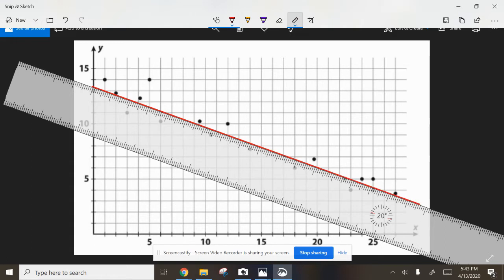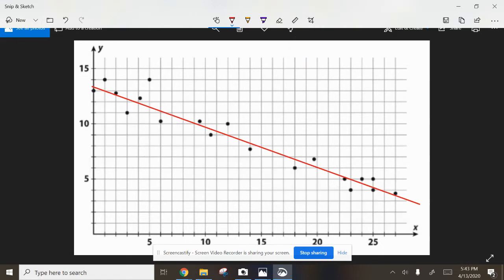Let me first ask you, what kind of association is this set of data? If you look at it properly, it's negative. It's going down. This is a negative slope, right?